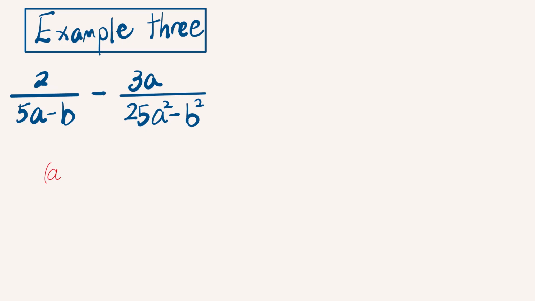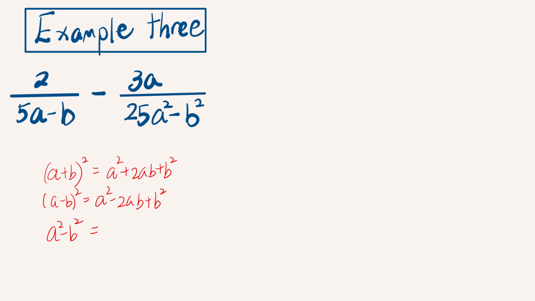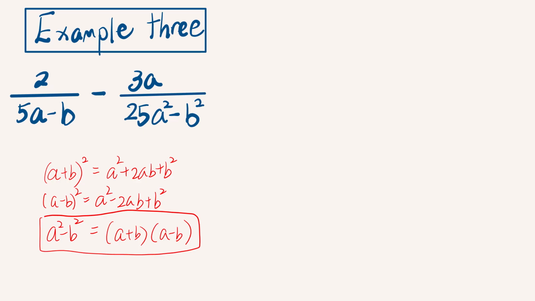One is your bracket a plus b, close bracket to the power of 2, that will give you a squared plus 2ab plus b squared. The other one is this. Then the third one is the one that is quite regularly used. Right, a squared minus b squared. If you factorize it, you will have bracket a plus b, a minus b. So this one is worth the effort of trying to remember it, because we do use it quite frequently in the algebraic manipulations problem solving.